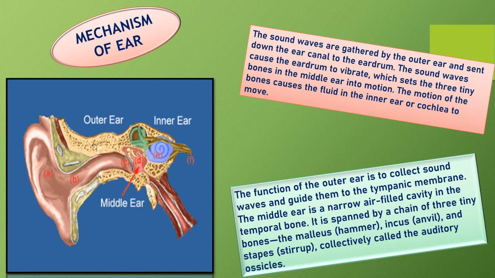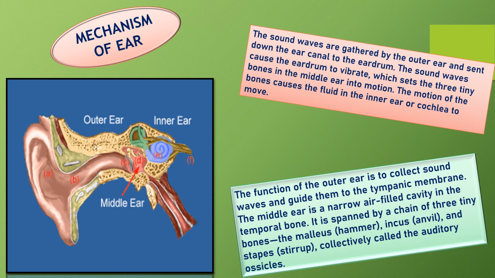The sound waves cause the eardrum to vibrate, which sets the three tiny bones in the middle ear into motion. That means when the tympanic membrane vibrates, the three tiny bones, you can say hammer, anvil and stirrup, are also vibrating into motion. The motion of the bones causes the fluid in the inner ear or cochlea to move. So this motion leads the wave to move to the cochlea, and from the cochlea it goes to the brain through the nerve.